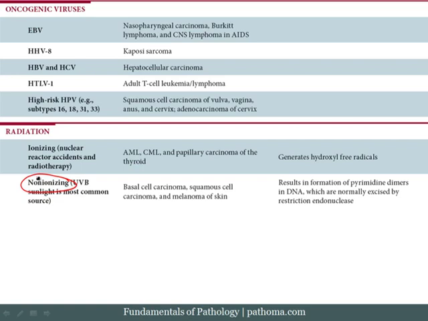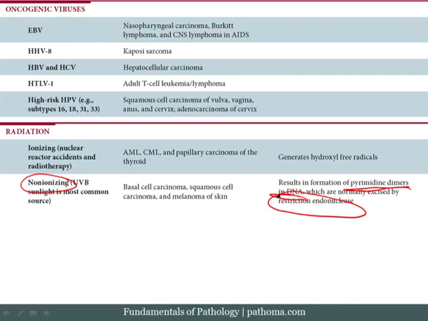Non-ionizing radiation, what it does is it damages DNA by creating nicks within the pyrimidine dimers of DNA. Now these nicks within pyrimidine dimers within the DNA are normally excised by a restriction endonuclease enzyme, and so that's the way we normally handle these. However, excessive exposure to sunlight, in particular UVB light, will produce excessive damage of DNA, which will eventually overrun the ability to repair that damage.